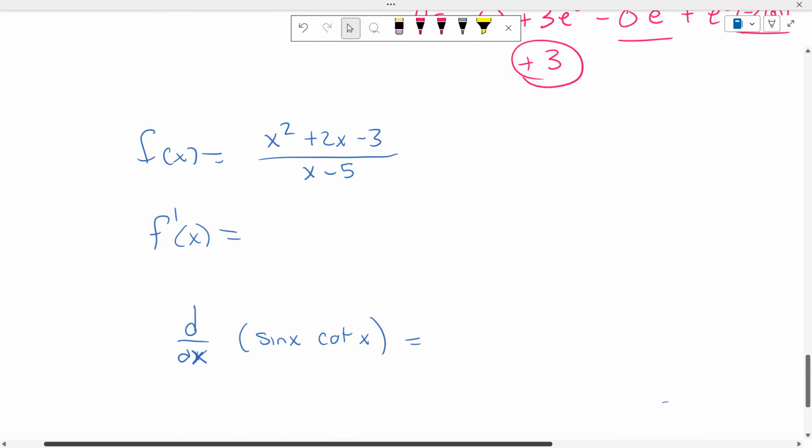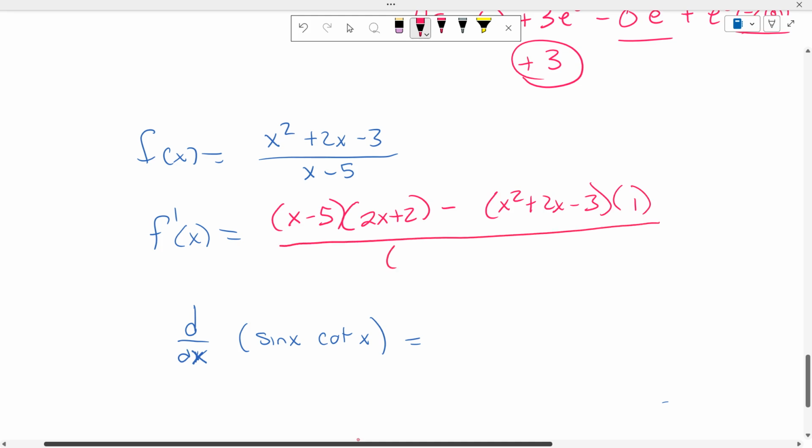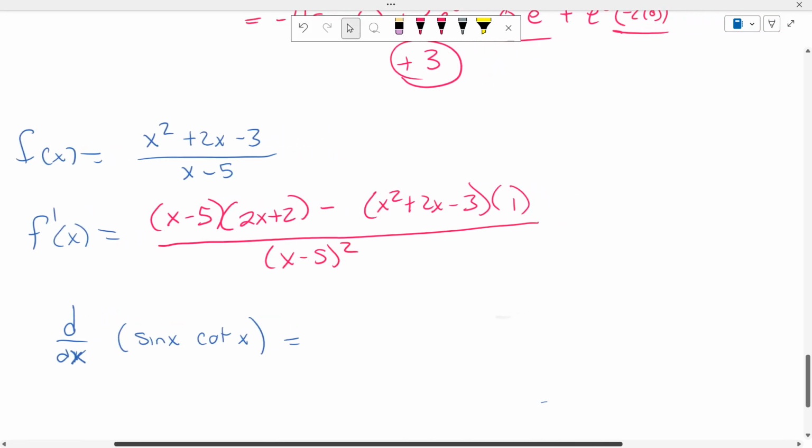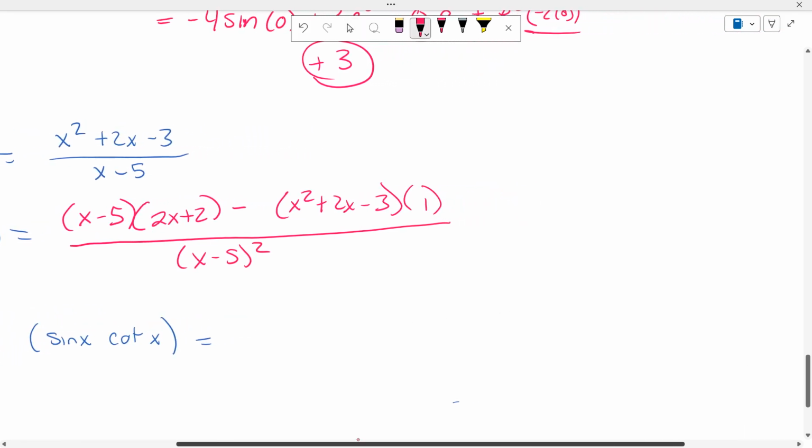What rule will you use on this one? Quotient rule. X minus 5 times the first derivative of the numerator, which is 2x plus 2, minus x squared plus 2x minus 3 times 1, over x minus 5 squared. But the answer won't look like that. It'll be simplified. So how do we simplify this?